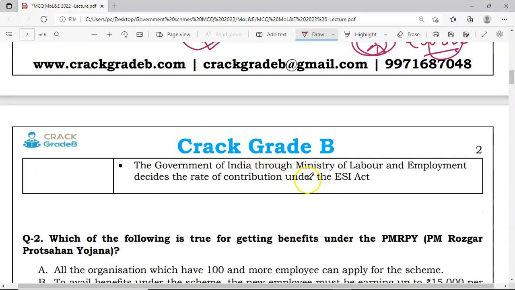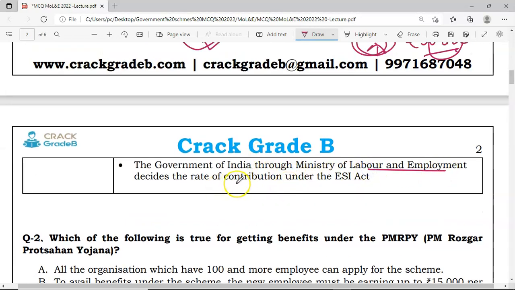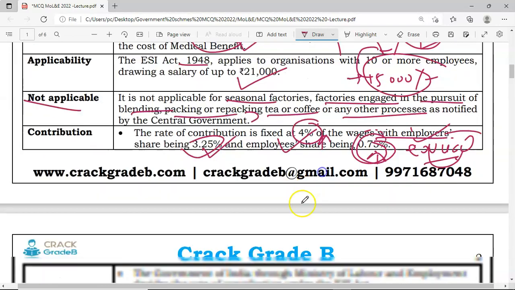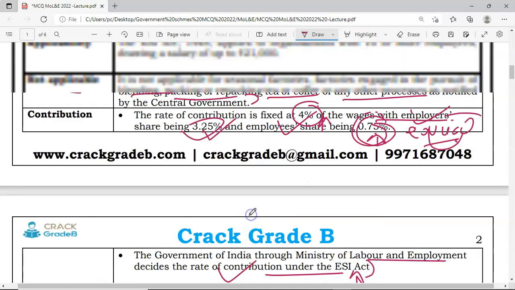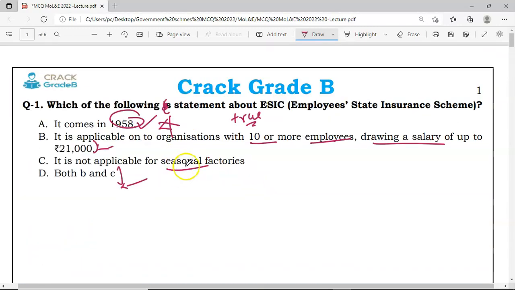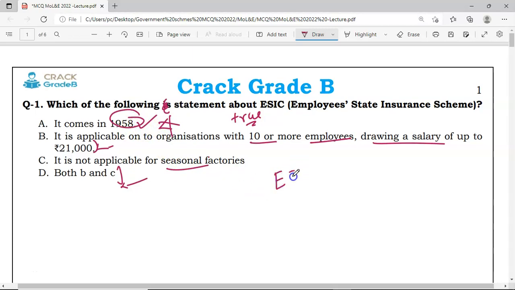The Government of India, through the Ministry of Labour and Employment, decides the rate of contribution under the ESI Act. So this rate is not fixed. It is decided by the Government of India. Now, in our question, the option said it came into 1958. So friends, it did not come into 1958. First of all, the ESI Act came into being in 1948.